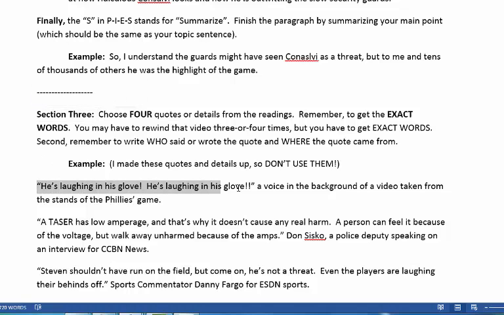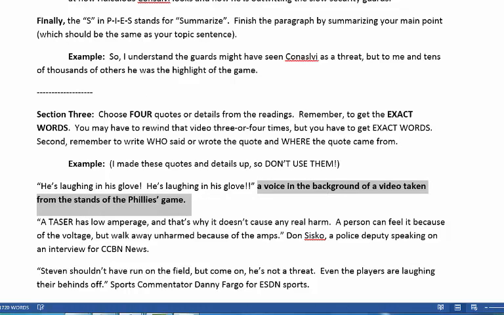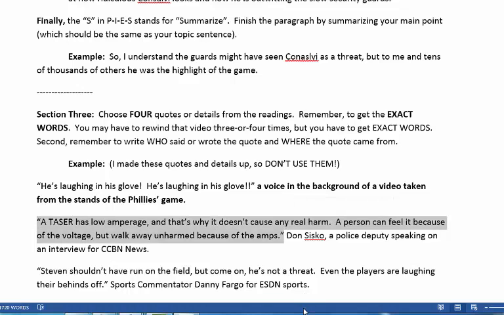When you do section 3, like I said, you've got to get the exact words between quotation marks, but also critical, there I am highlighting it, you've got to say who said it or wrote it and where they said or wrote it. For example, I write here, a voice in the background of a video taken from the stands of the Phillies game. That says who said it, and it also says where it came from. Here's an example, and by the way, I made this quote up, so don't ever use this quote. I just use it for illustrative purposes.